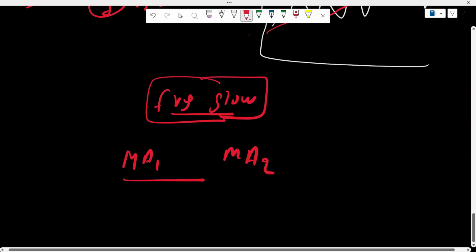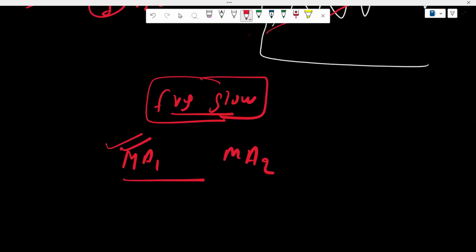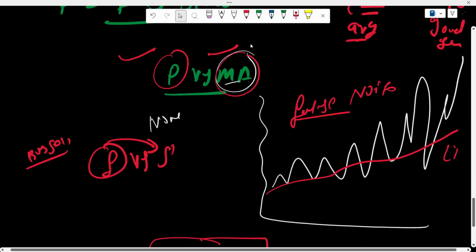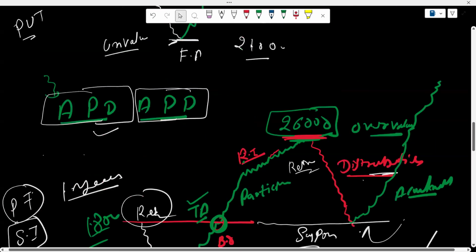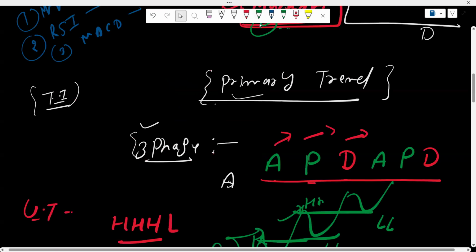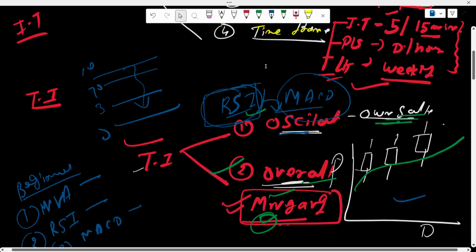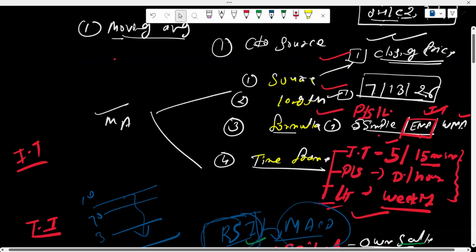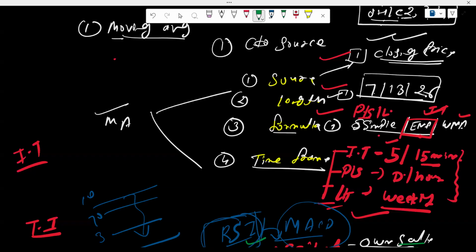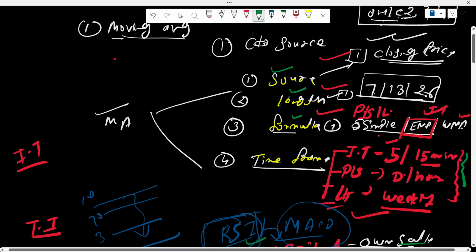So now, how can I make the moving average fast? Can anybody tell me, because a moving average has these four things, right? These are the four things of the moving average. Can anyone tell me how I can make a moving average fast? Smaller time frame, yeah, time frame is good. And what is the easiest way in the source, length? If I change the length, length is the easiest way.